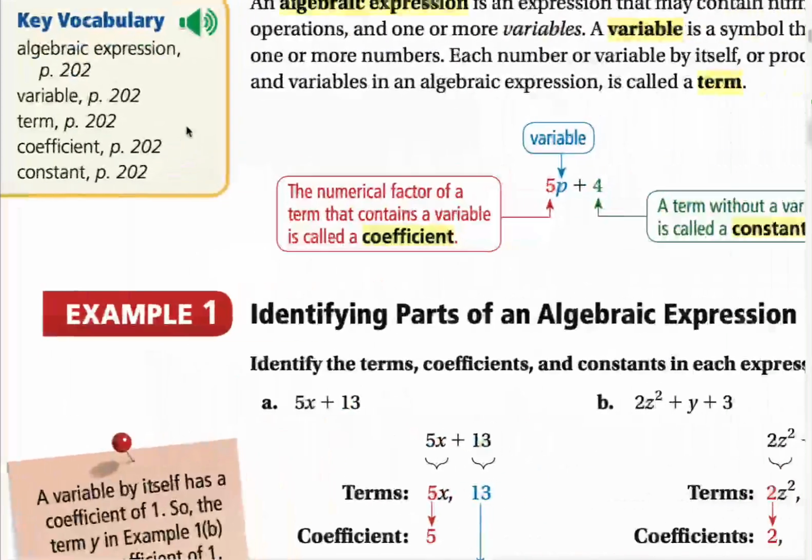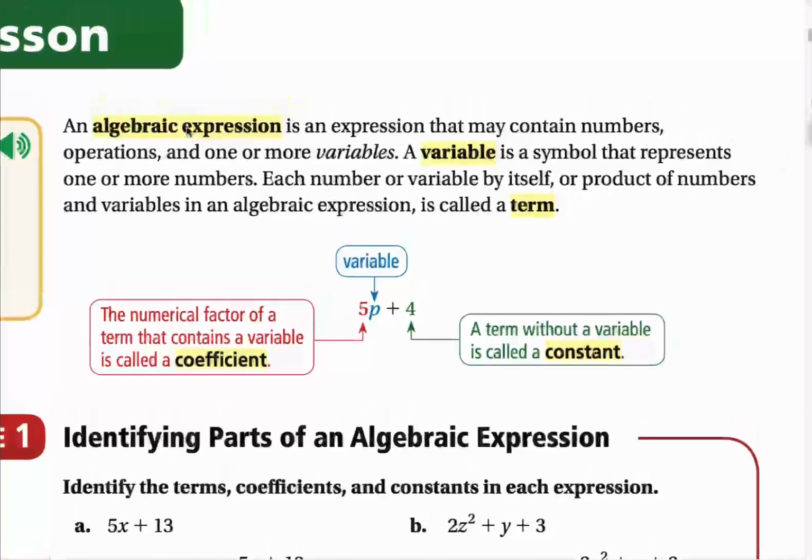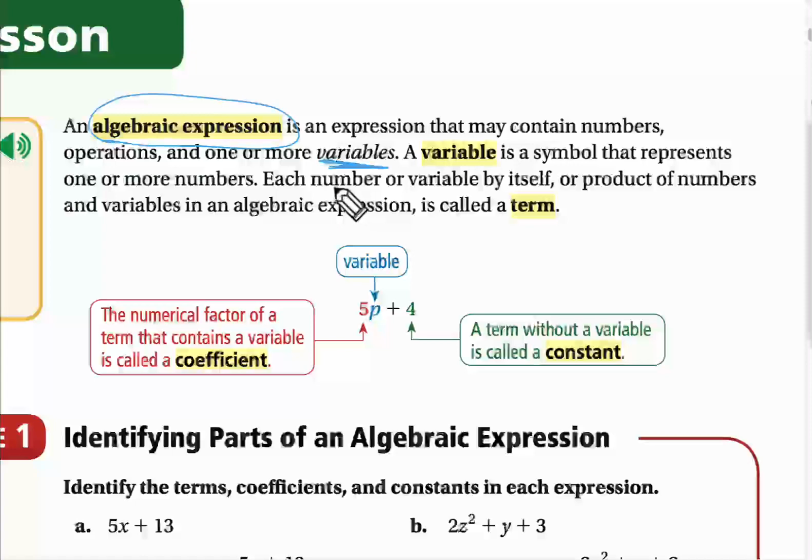In this page, we have something written in the top here. Let's read it. An algebraic expression is an expression that may contain numbers like 2, 5, 7, operations, addition, subtraction, plus, minus, times, divide, and one or more variables. So we have a new word here, variable. A variable is a symbol that represents one or more numbers. So for variables, we are using letters or symbols.